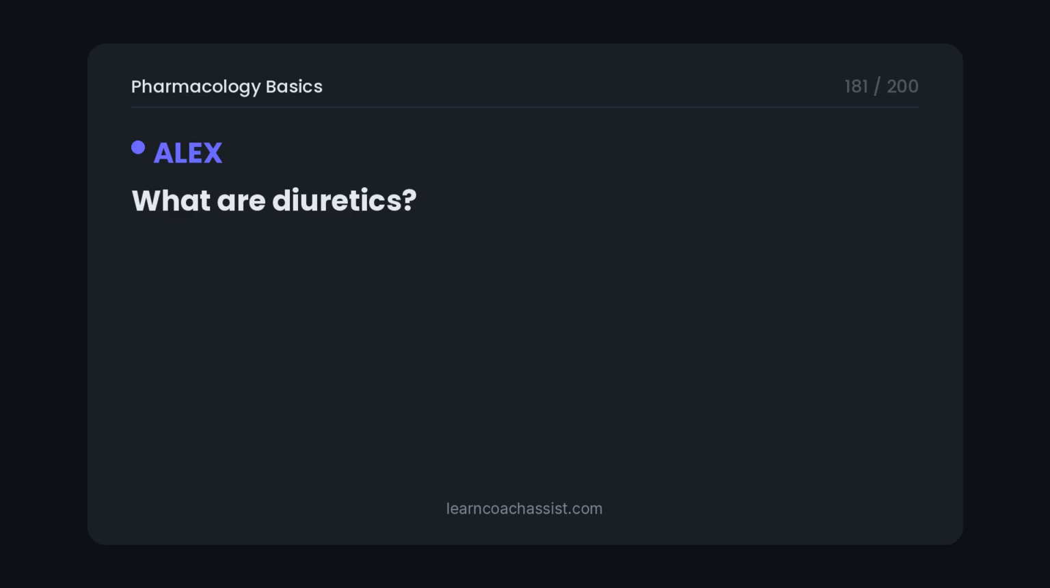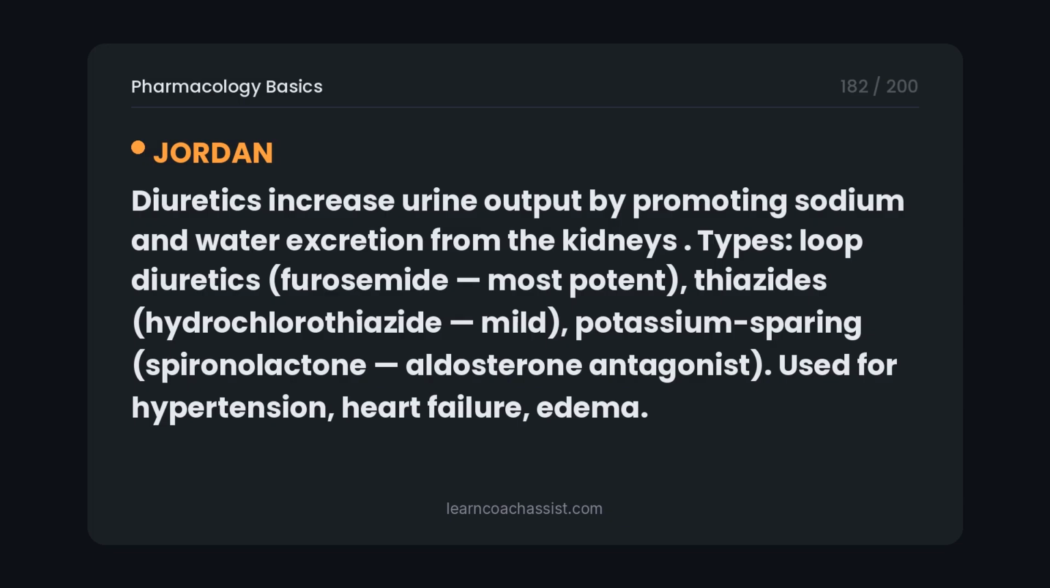What are diuretics? Diuretics increase urine output by promoting sodium and water excretion from the kidneys. Types: loop diuretics, furosemide, most potent; thiazides, hydrochlorothiazide, mild; potassium-sparing, spironolactone, aldosterone antagonist. Used for hypertension, heart failure, edema.